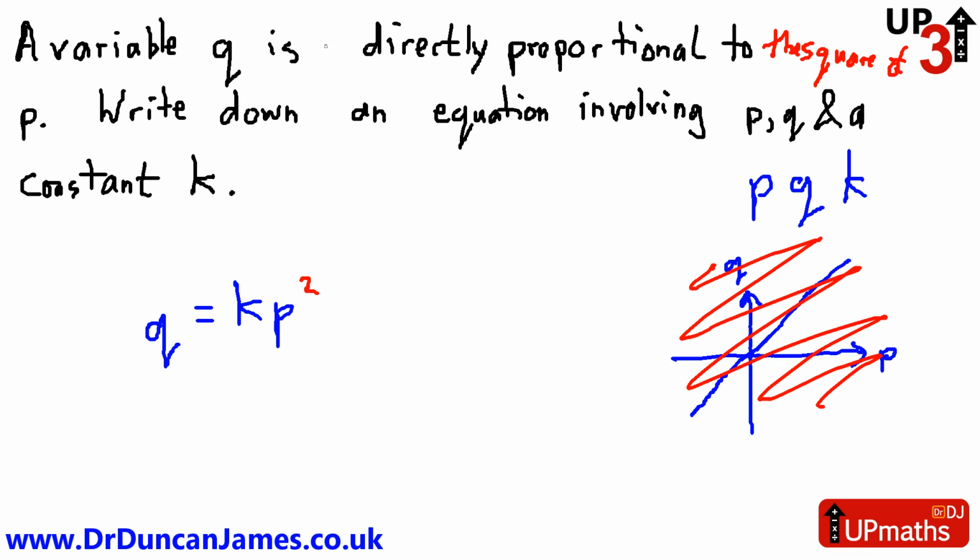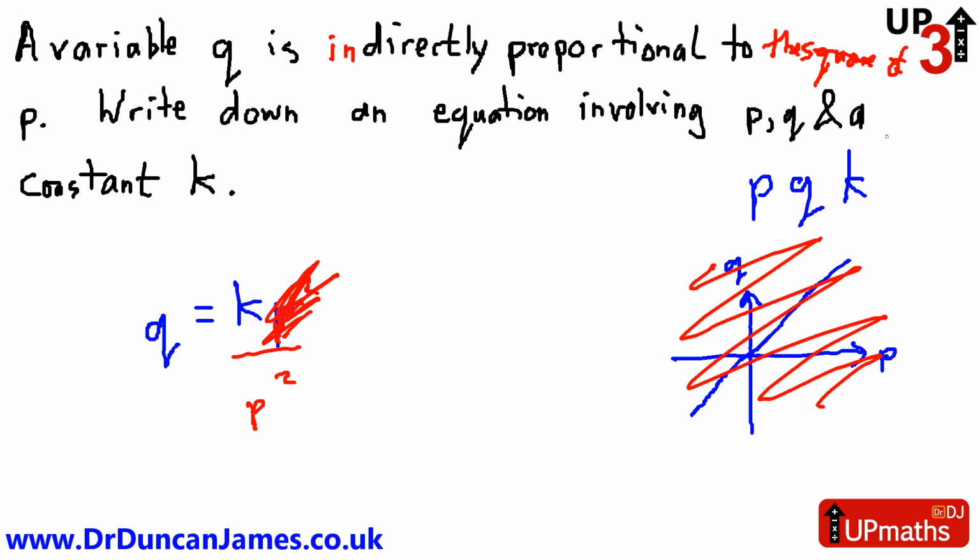Right, anyway, let's do another one. What if it said indirectly? Well, in that case, we need it to be p squared on the bottom, because that way as p increases, q decreases. Because to make it bigger, you have to make the thing on the bottom smaller, if that makes sense. A lot of people don't even bother thinking about that. They just remember indirectly means on the other side.